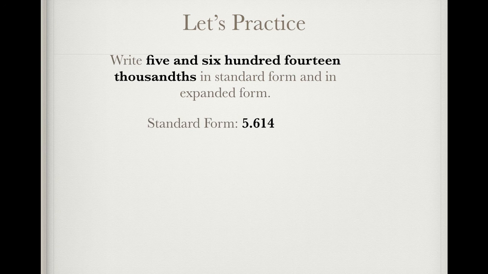Standard form. Remember, that's just the usual way we write numbers. So you have 5 as your whole number, and then to the right of the decimal, we see 614/1000ths. So we say it like we see it, but then we add that place value to the end.